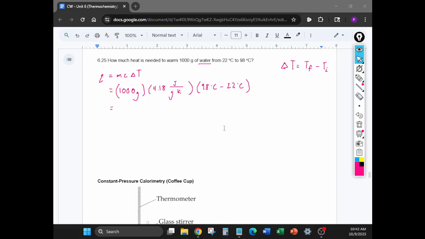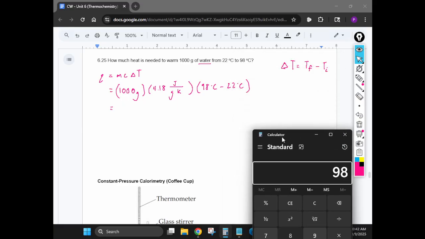All right, so let's start plugging our values in. 98 minus 22, your delta T is going to be 76.